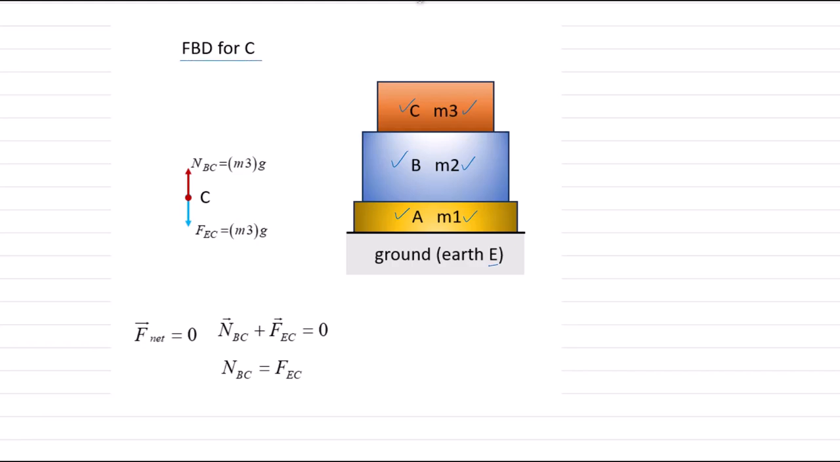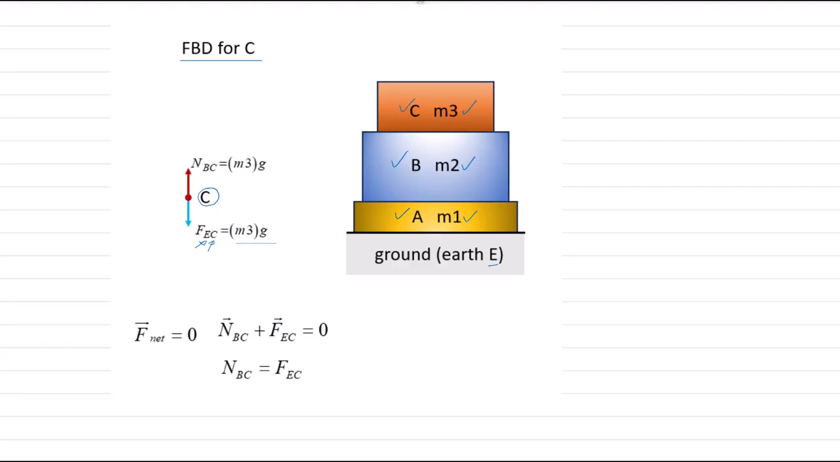So it is given that all the objects are at rest. What are the forces? Now focus only on C and see what are the forces which are acting on the object C. So as you can expect, there is a downward force exerted by Earth on the object C. So the nomenclature is by and on. Which is equal to the weight of the object, which is m3g.